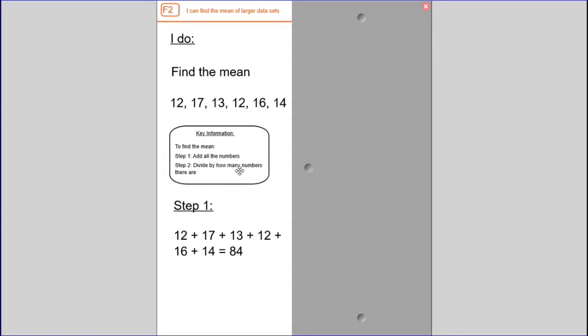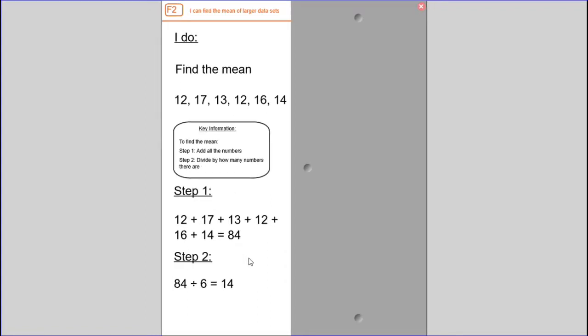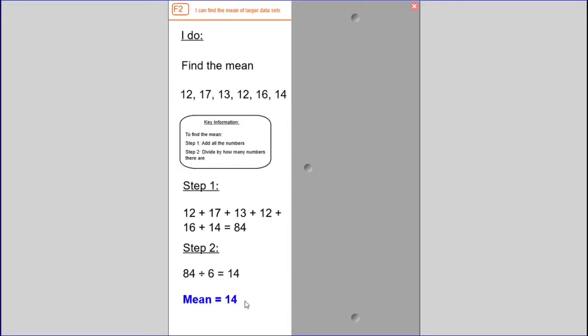Once we've done that, step 2 is to divide by how many numbers there are. So we're going to do 84 divided by 6 because there are 6 numbers in our data set. So that's going to give us 14. That means our mean is going to be equal to 14 once we relate it back to the question. Method is the same, but we've just got more numbers to deal with.